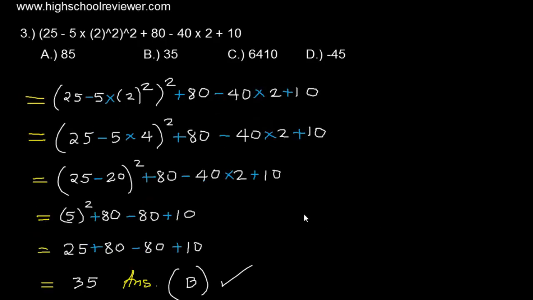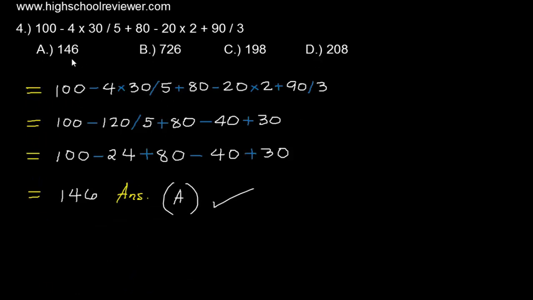For number 3, the quantity of 25 minus 5 multiplied by 2 raised to 2, and the whole quantity is raised to positive 2, plus 80 minus 40 multiplied by 2 plus 10. Again, PEMDAS. Those that are inside the parentheses must first be performed, followed by those that have exponents, and then multiplication and division from left to right, and the last operation will be addition and subtraction from left to right. Our final answer is positive 35, and that is letter B.